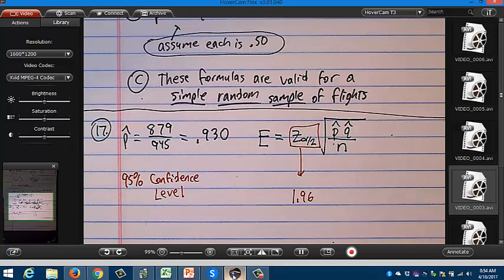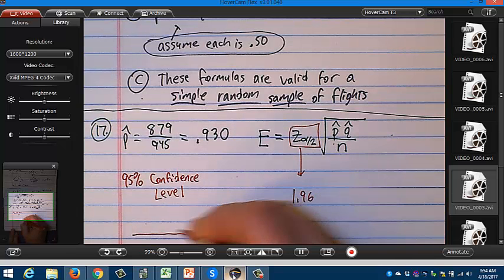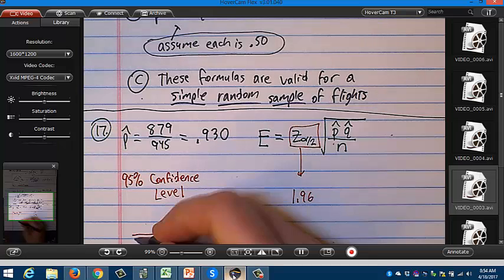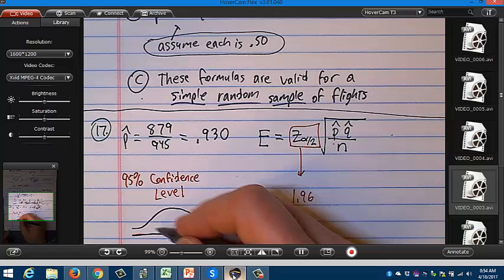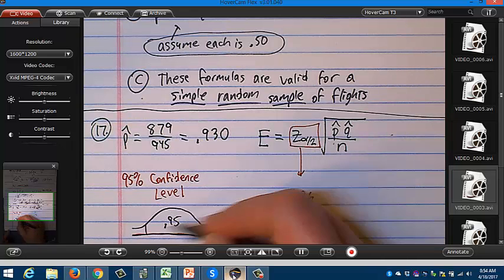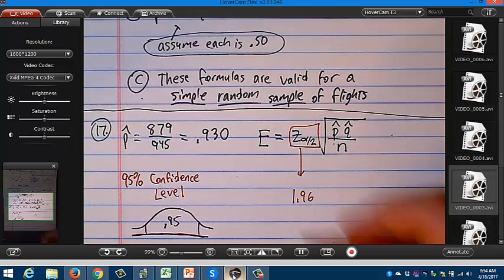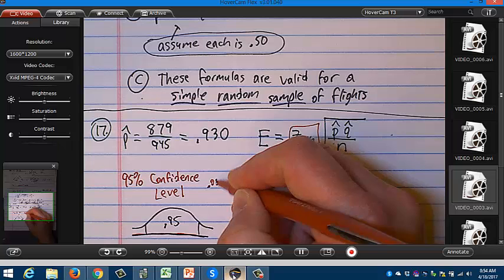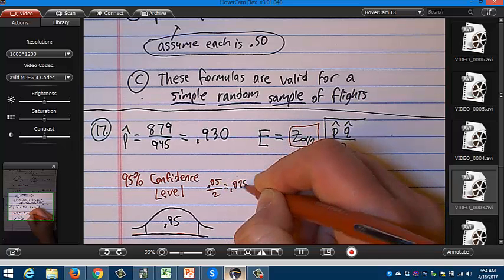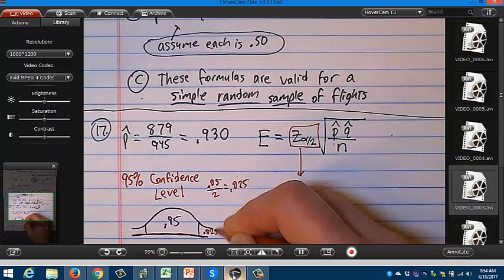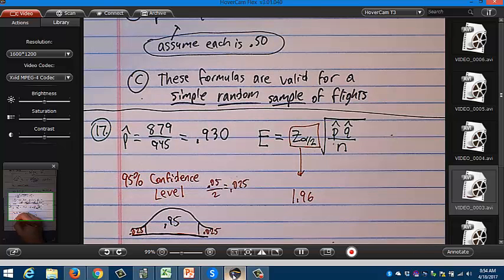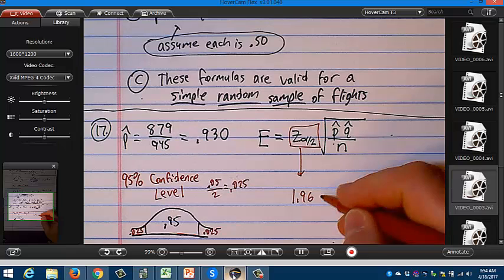What do you do? Well, here I go, right? Let me draw my picture. I know that if I have 0.95 in the middle, then alpha is 0.05, right? And so 0.05 over 2 is 0.025 on either side. Then you use inverse norm. Are you guys with me enough that I don't have to do any more? Okay, so that's 1.96.